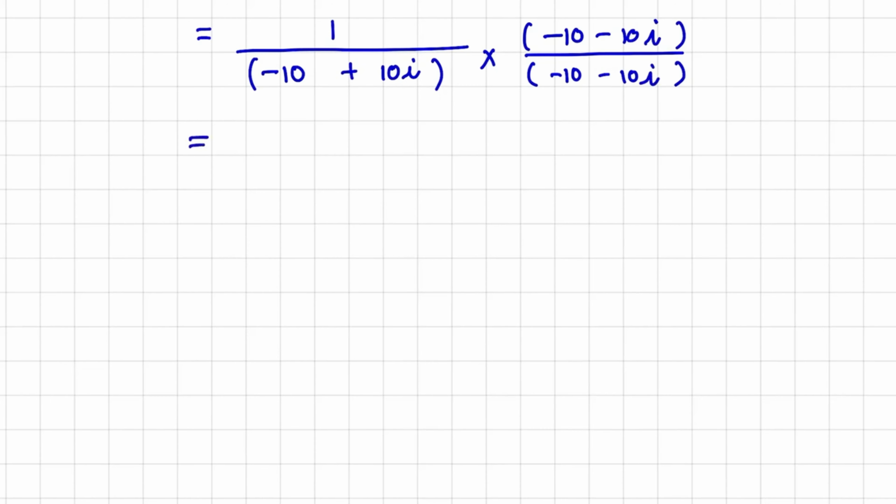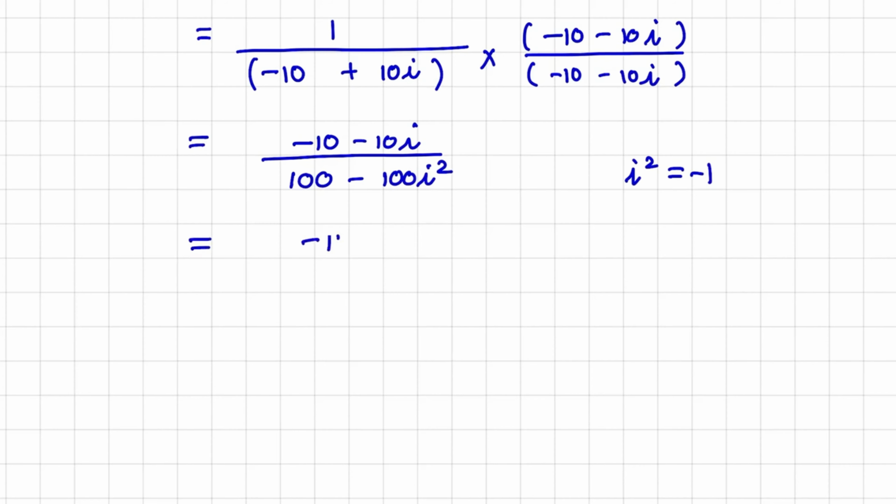And again, I would expand, so 1 multiplied by negative 10 minus 10i is simply negative 10 minus 10i over negative 10 plus 10i times negative 10 minus 10i. So when I expand normally, that will be 100 minus 100i squared, where i squared equals negative 1. So now my denominator would simplify to 200, which is a real number.